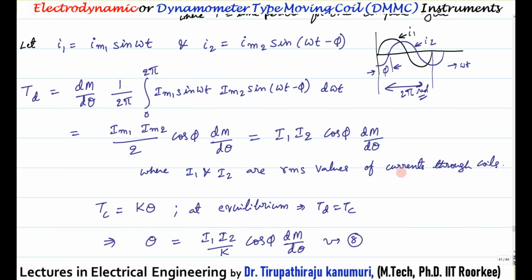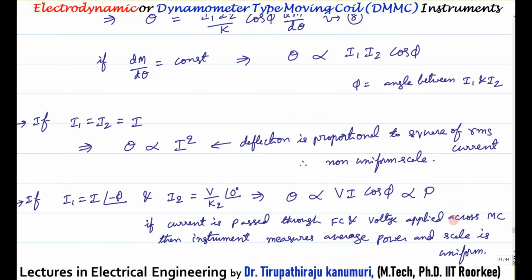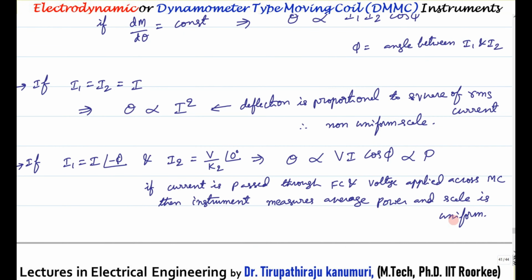We know the controlling torque is equal to k theta, and at equilibrium TD is equal to TC. When you equate, you will get theta is equal to I1 I2 by k into cos phi into dm by d theta. If we take dm by d theta as constant, then theta is proportional to I1 multiplied by I2 multiplied by cos phi, where phi is the angle between the currents passing through these two coils. So using this also we can produce the torque.